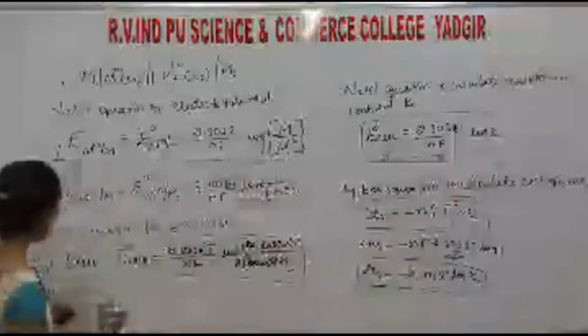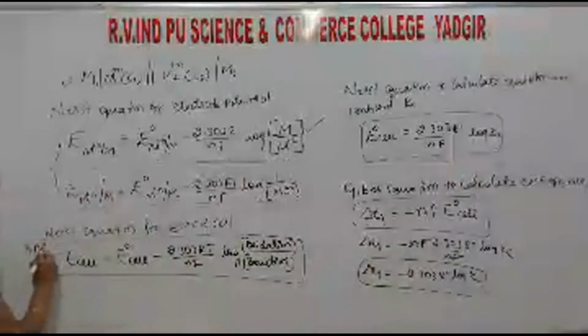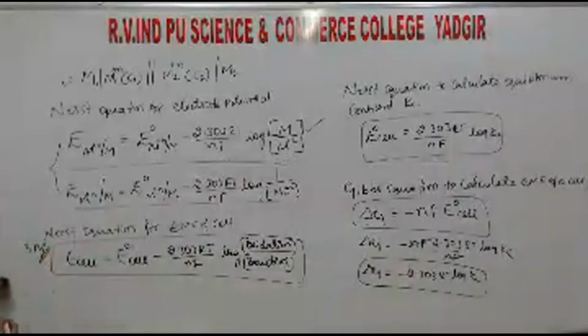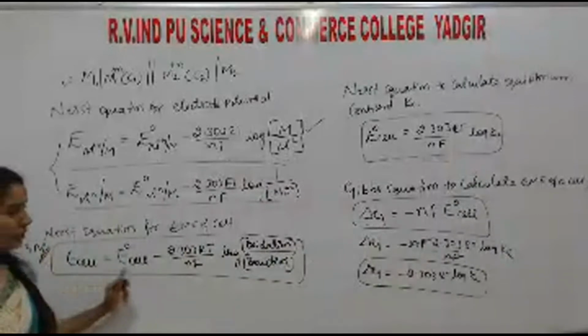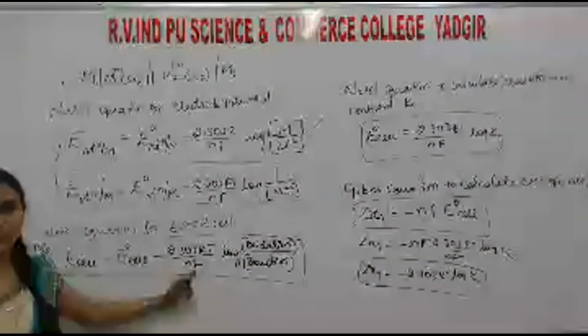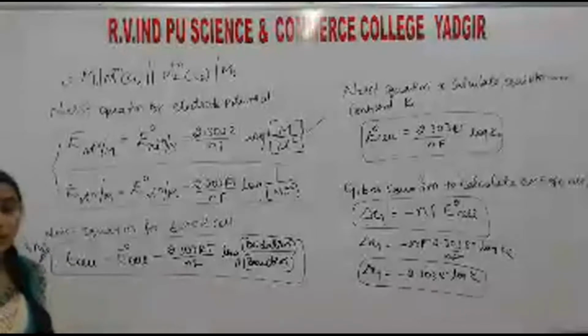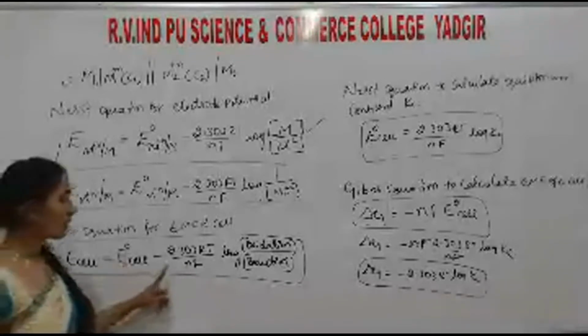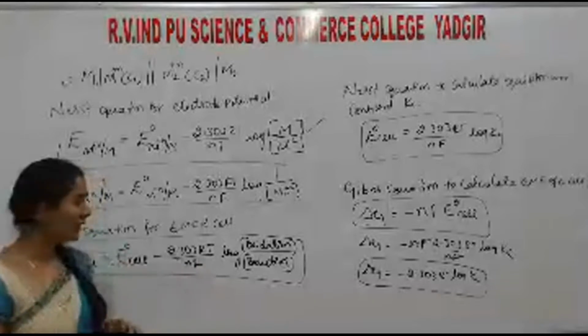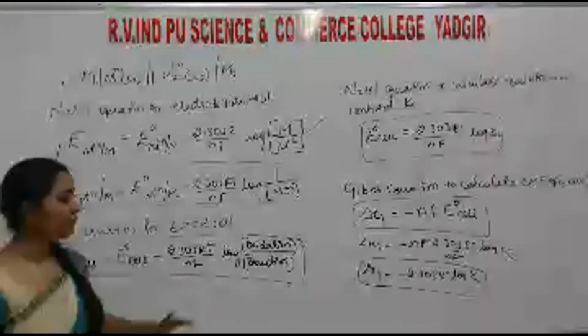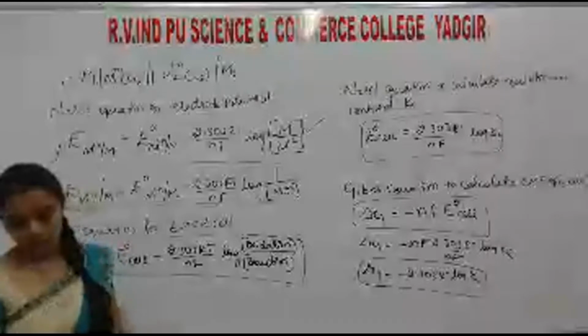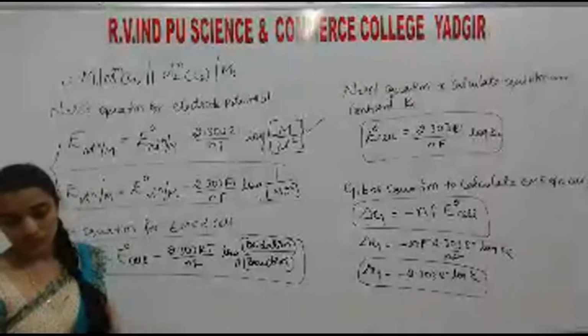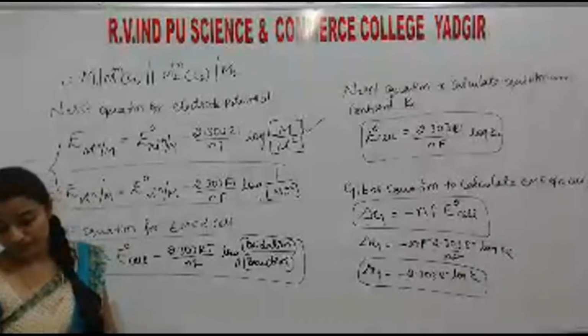Understand? So the most important thing is, we often ask questions only from this formula. Often asking questions, what is it? E cell is equal to E naught minus 2.303 RT by NF log oxidation by reduction. Understand?